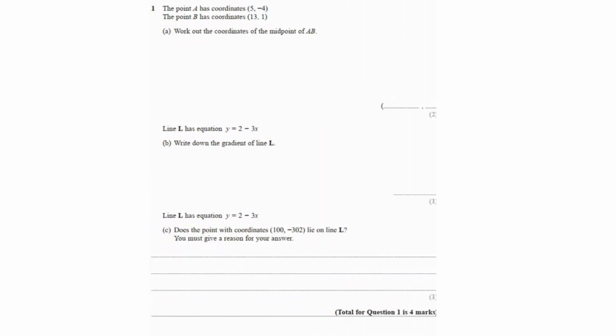Then it says the point A has coordinates (5, -4). Point B has coordinates (13, 1). Work out the coordinates of the midpoint of AB. So as we have done previously, we add the x values, 5 plus 13 divided by 2. Then add the y values, -4 plus 1 divided by 2.